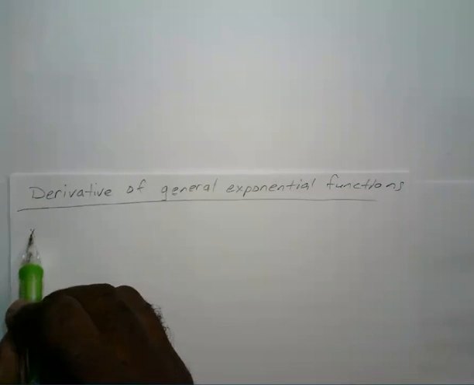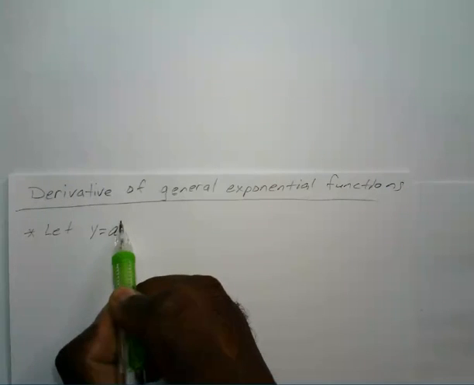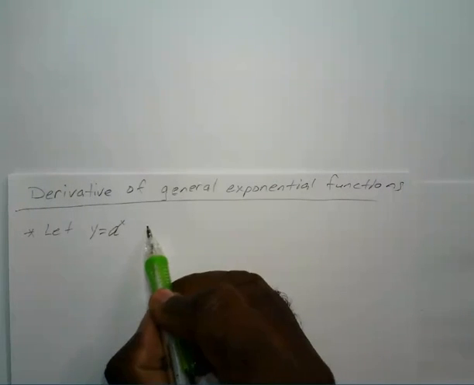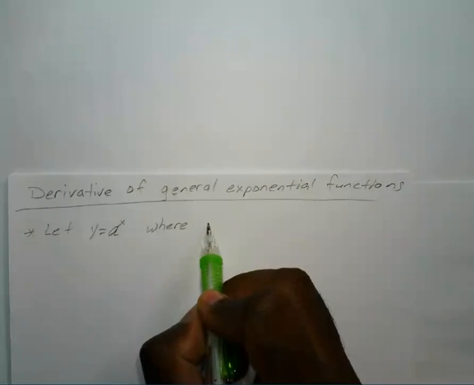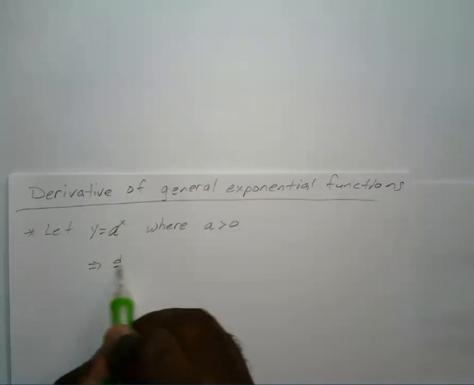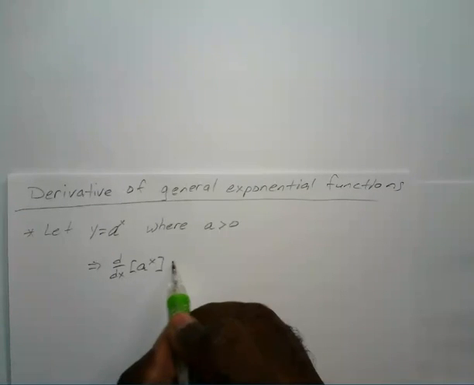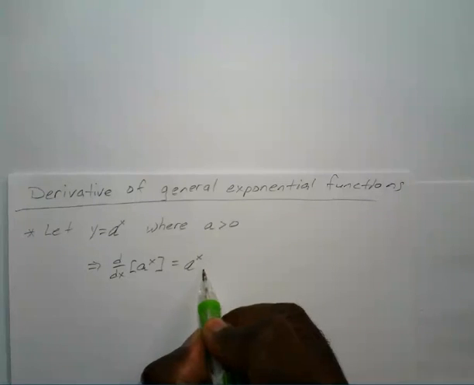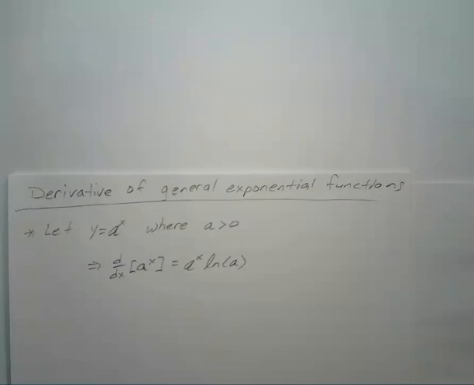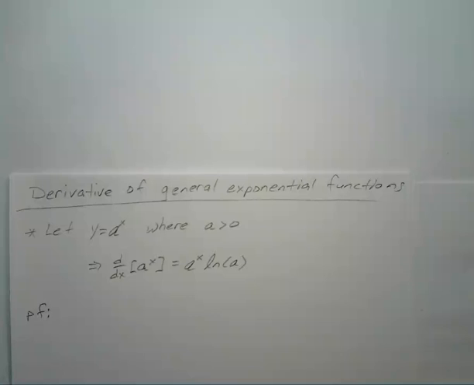Alright, so starting off, what if we let y equals a to the power of x, where we know that a is a positive number greater than 0. That lets us know that the derivative of a to the power of x is equal to a to the power of x times the natural log of a. It's a really quick proof, so let's go ahead and prove that that's the case.